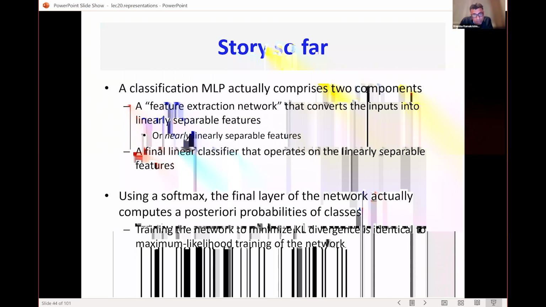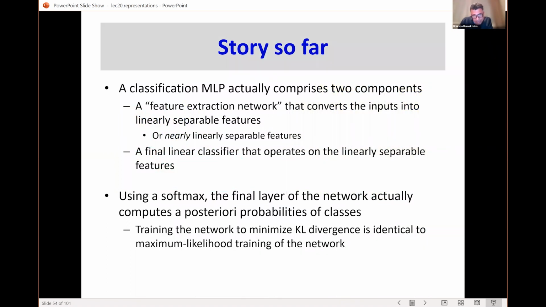So the story so far: a classification MLP actually comprises two components: a feature extraction network that converts the inputs into linearly separable or nearly linearly separable features, and a final linear classifier that operates on those features. And using a softmax, the final layer of the network actually computes a posteriori probabilities of classes, and training the network to minimize the KL divergence is identical to maximum likelihood training of the network. But then here is the kicker, right? Regardless of whether you're trying to minimize the KL divergence or some other divergence like the L2 divergence, the minima can be assumed to be at the same point in terms of the parameter space. So this really means that regardless of how you train the network, you're actually performing maximum likelihood training of the network. It's just that some loss functions are going to be a cleaner representation of likelihood than others.